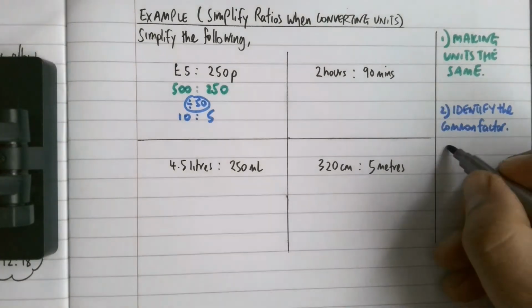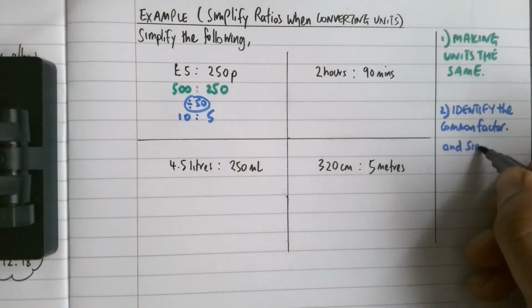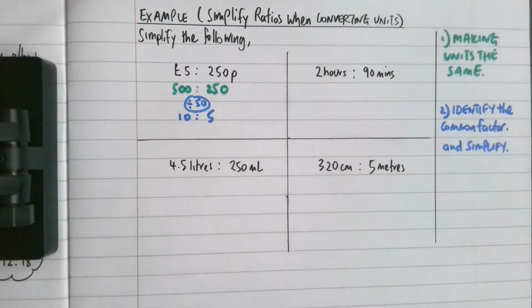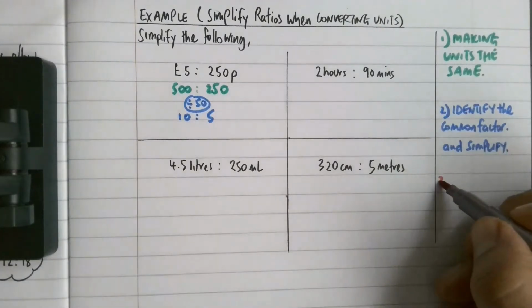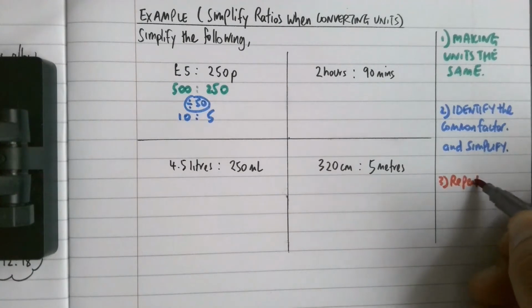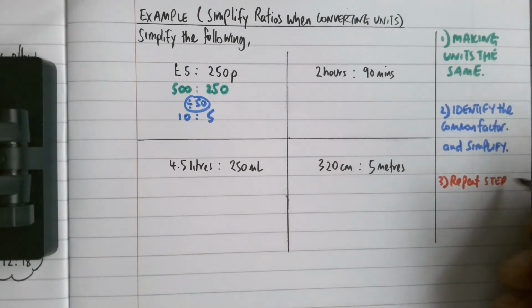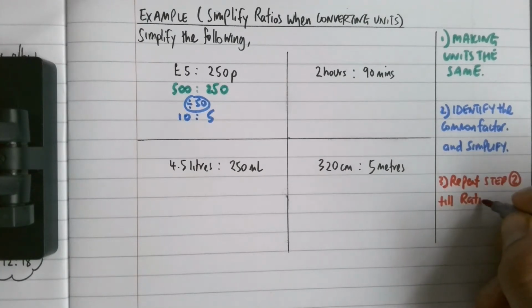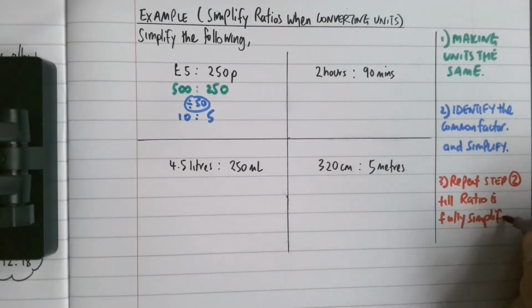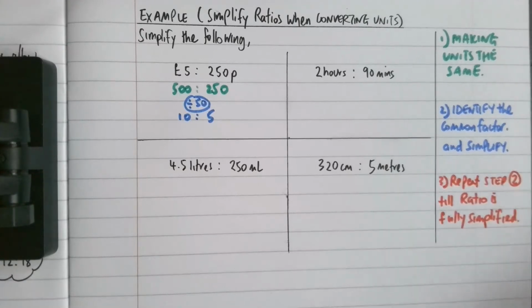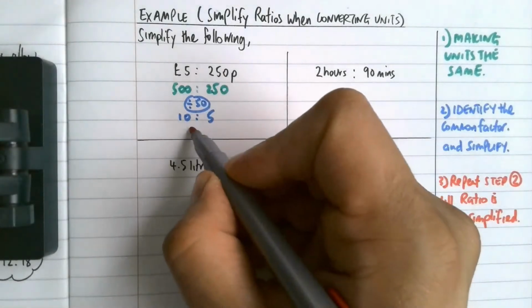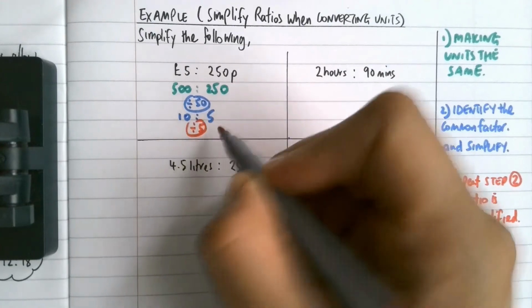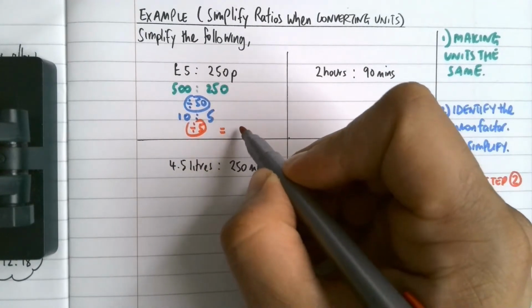So the third step, so obviously identify the common factor and simplify. That's the second step. Now the third step, we need to start being able to fully simplify. So we're going to have to repeat step number 2 until we fully simplify the ratio. We're going to divide by 5, so we end up with 2 to 1.